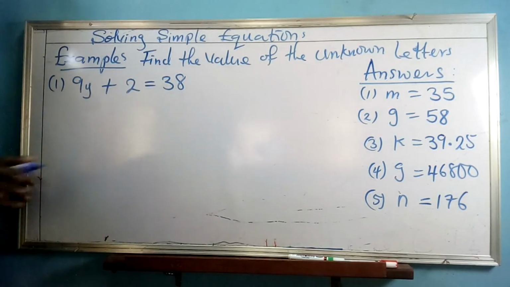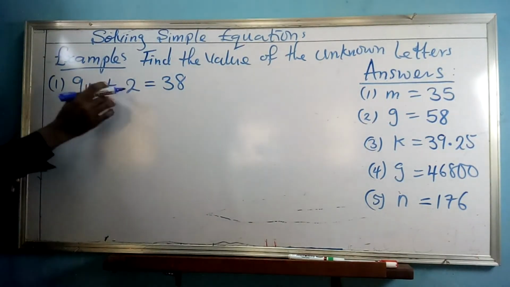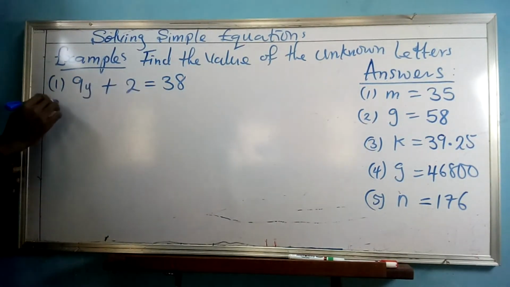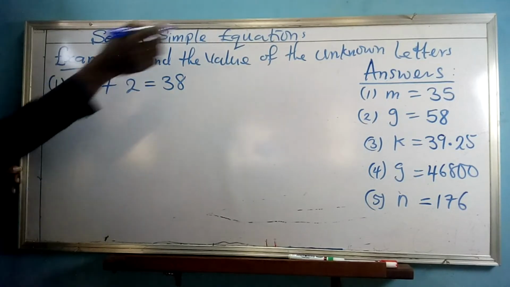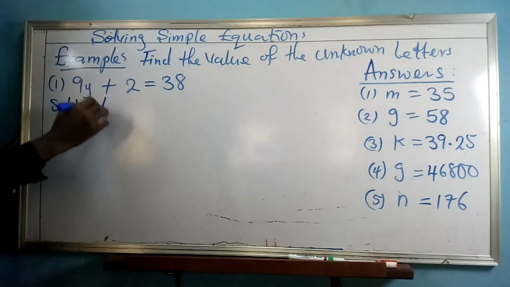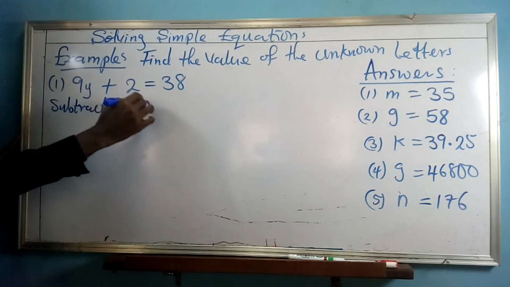Let's use balance method so we can understand it better. So we're going to say subtract 2. We want that 2 to move to the other side. Subtract 2 from both sides.